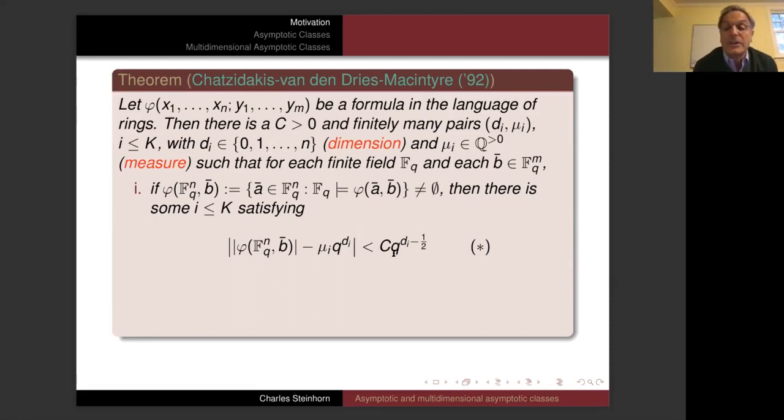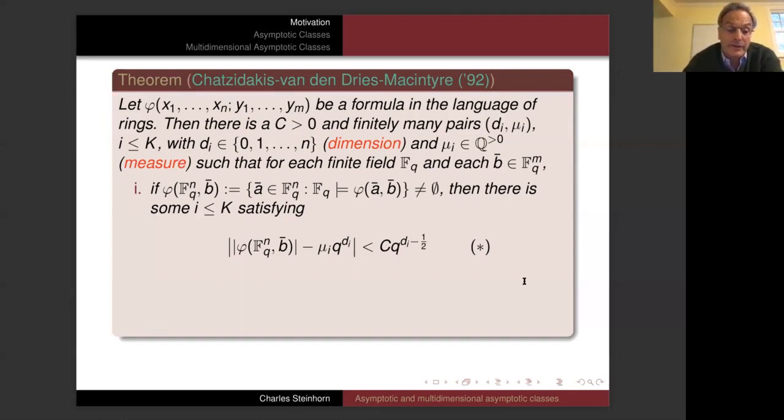The reason why you need rational numbers for the mu's is, for example, if you think of the formula that says that an element is a square, you get basically that 1/2 of the elements of FQ are squares. So the size of that set would be roughly on the order of 1/2 Q. So that's the first part of this.